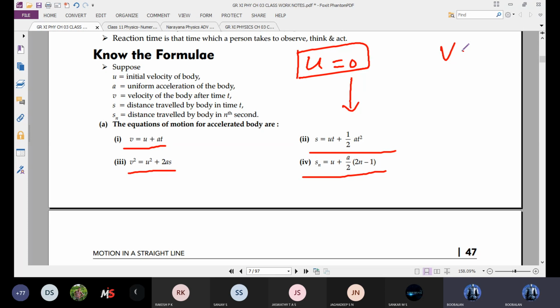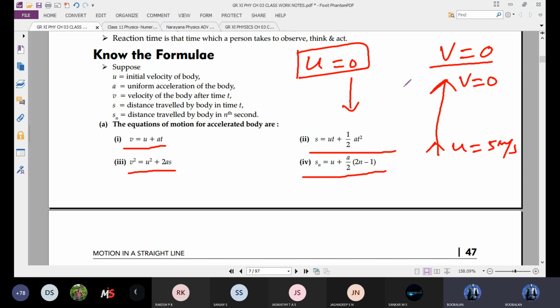Okay, now final velocity. In which condition is the v value 0? I'm throwing one stone. Definitely I should give some initial velocity, for example, 5 meter per second. After reaching the point of maximum height, the final velocity is equal to 0.